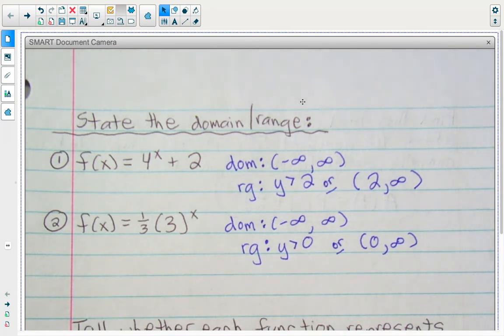So as I was saying, my domain for all real functions goes from negative infinity to infinity, and your range depends on the problem, but there's going to be some number that it approaches but never touches.